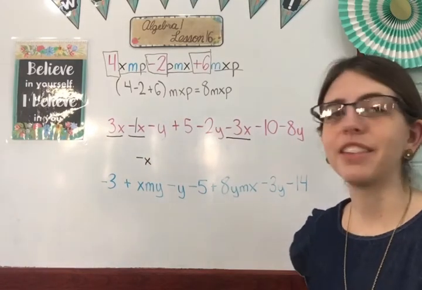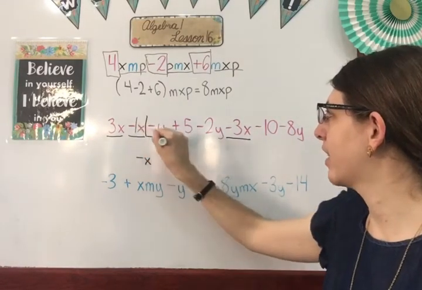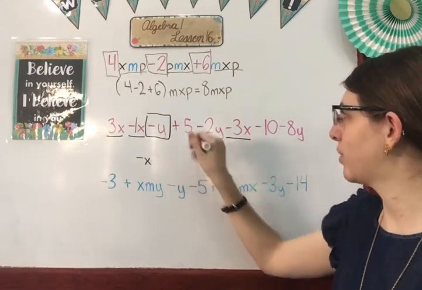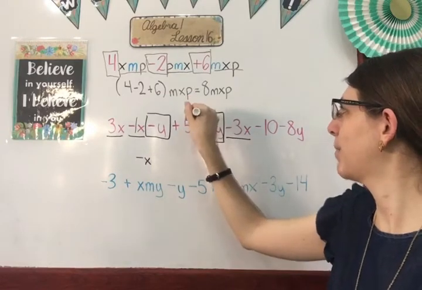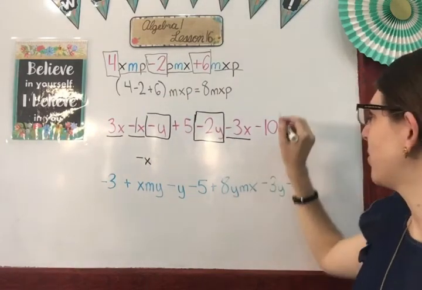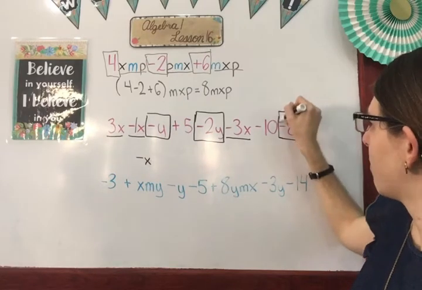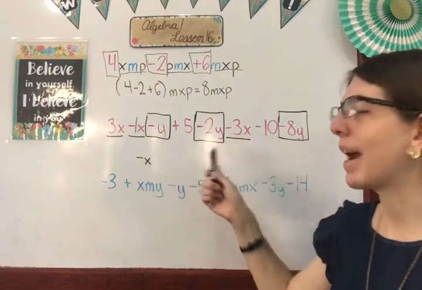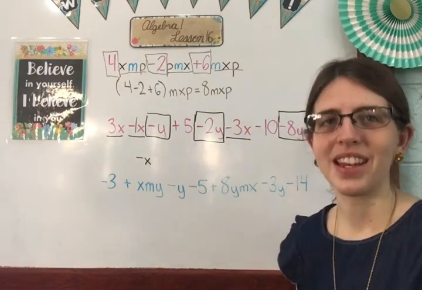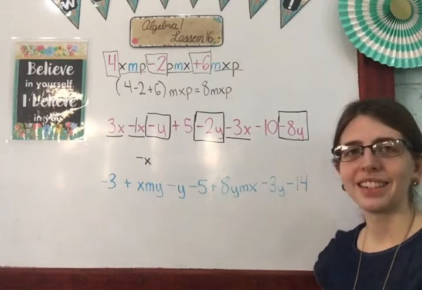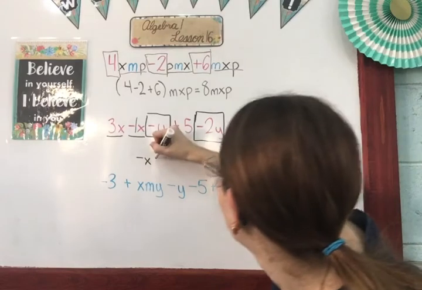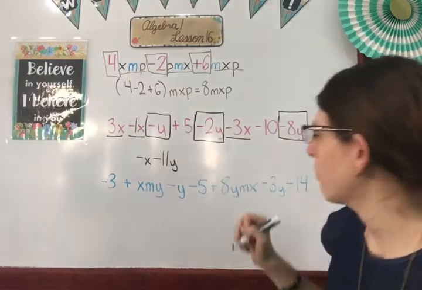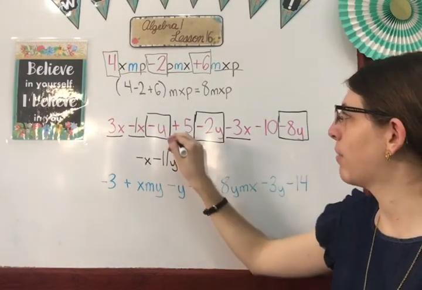Okay. Now let's go to my y's. So I have negative y plus 5? Nope, no y's. Minus 2y? Yep. Variables match. Minus 10? Nope, doesn't match. Minus 8y though does, because your variables are the same. So I have a negative 1 minus 2. What is that? Negative 3, good. Minus 8, negative 11. So I have negative 11y.